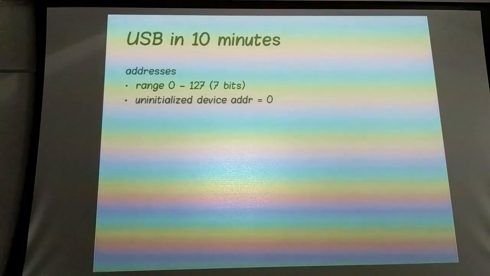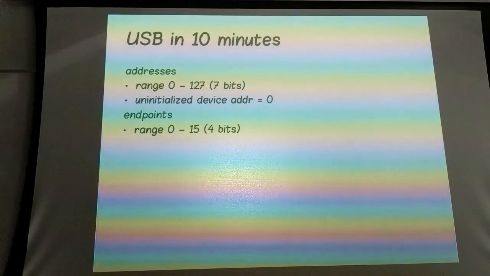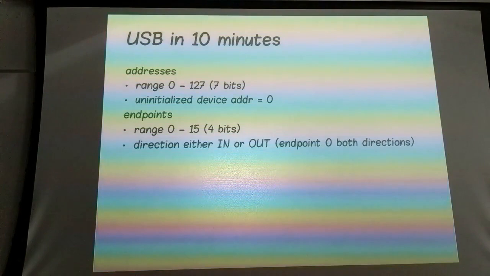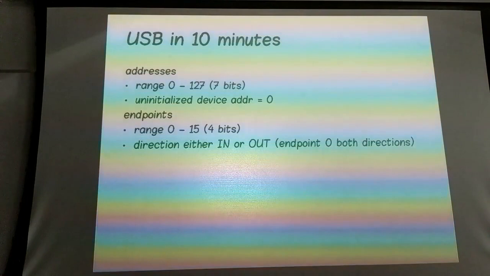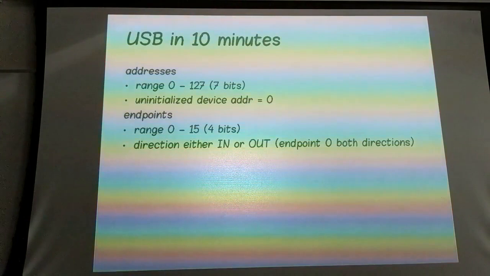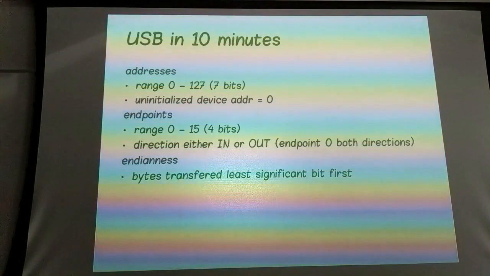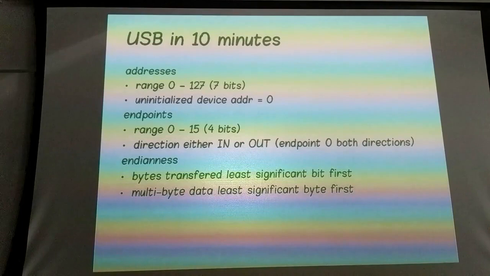Every device on the bus has an address. Address is 7 bits wide, with range from 0 to 127. Address 0 is reserved for uninitialized devices only. Each device has one or more endpoints. There may be up to 16 endpoints per device. Endpoints are one-way ports sending data either to the host or receiving data from the host. Only endpoint 0 communicates in both directions, and this endpoint is used for configuration of the device.